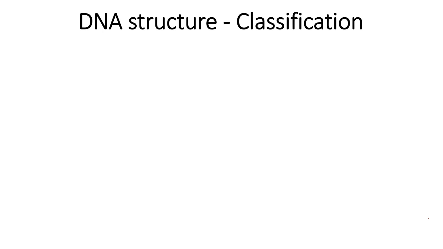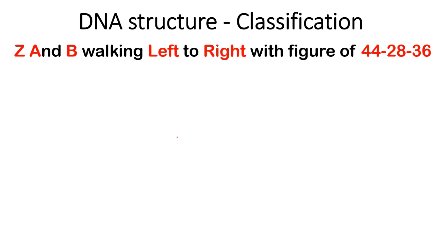So let's start. The mnemonic is: Z and B walking left to right with the figure of 44, 28, 36. This is kind of weird, but I hope you remember that figure. It's easy to remember. The red highlighted letters and words are the things we need to construct the table.